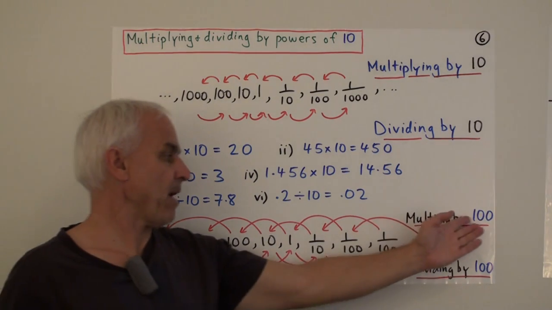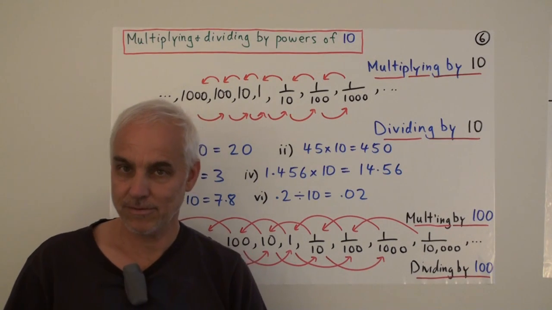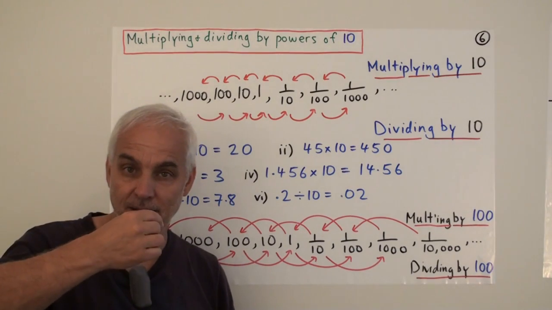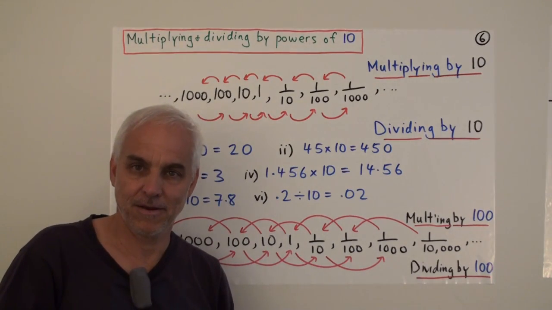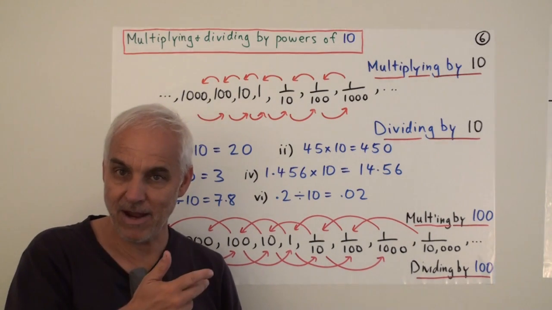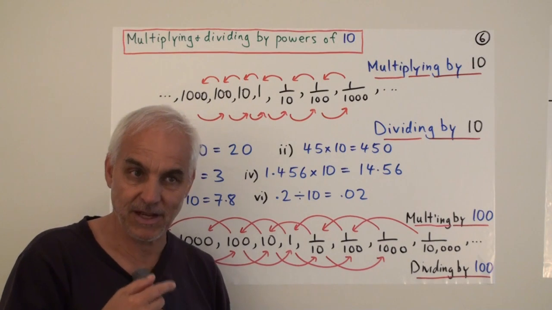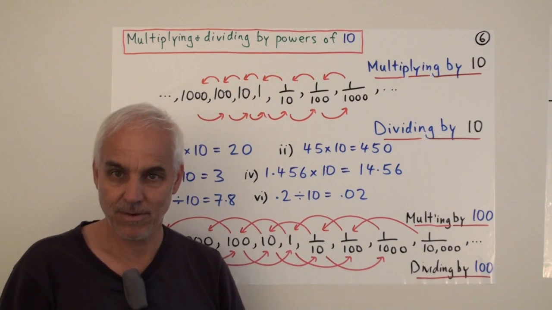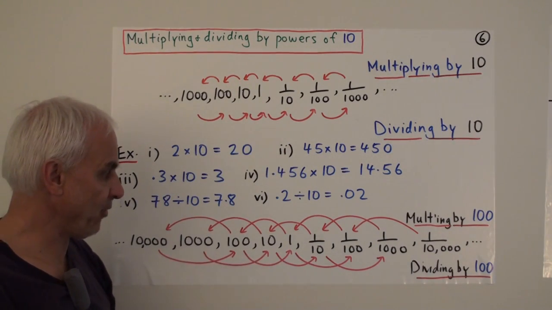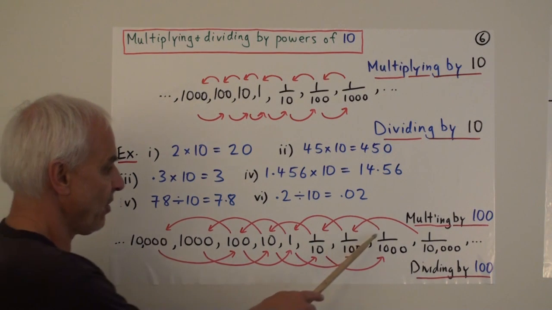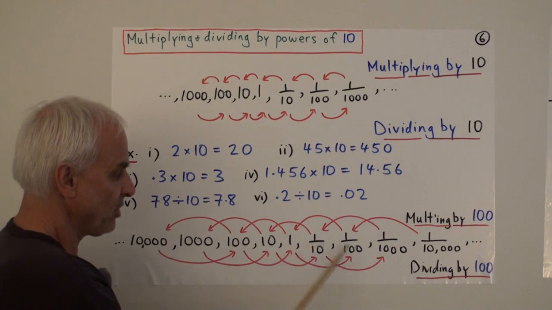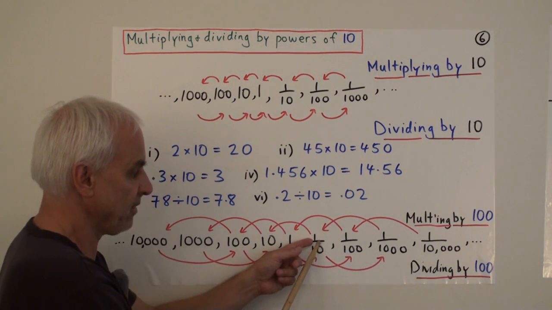What about multiplying by 100 or dividing by 100? Well, remember that multiplying by 100 is multiplying by 10 and then multiplying by 10 again, because 10 times 10 is 100. So if you want to multiply by 100, one way of doing it is to multiply by 10 first and then multiply by 10 once more. Well, if we know what multiplication by 10 is, then multiplication by 100 is what you get when you do that twice. So multiplying this by 10 would be here. Multiplying that by 10 would be here.